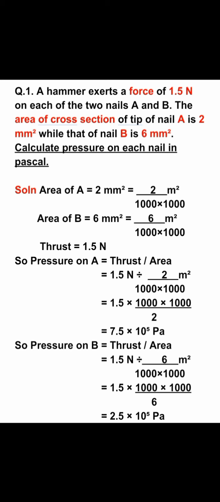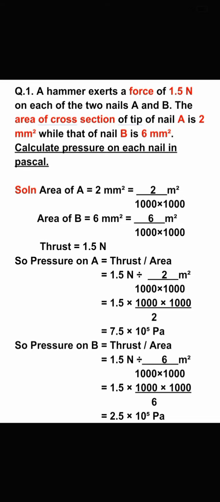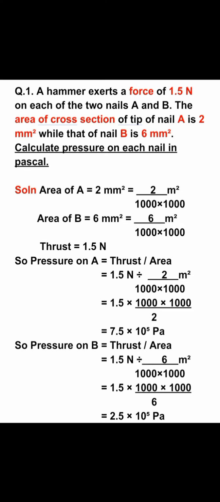Similarly, area of B equals 6 millimeter square, given. It is converted to meter square by 6 divided by 1000 into 1000 meter square. Thrust given is 1.5 Newton. So pressure on A is equal to thrust by area, 1.5 Newton divided by 2 into 1000 into 1000 meter square.